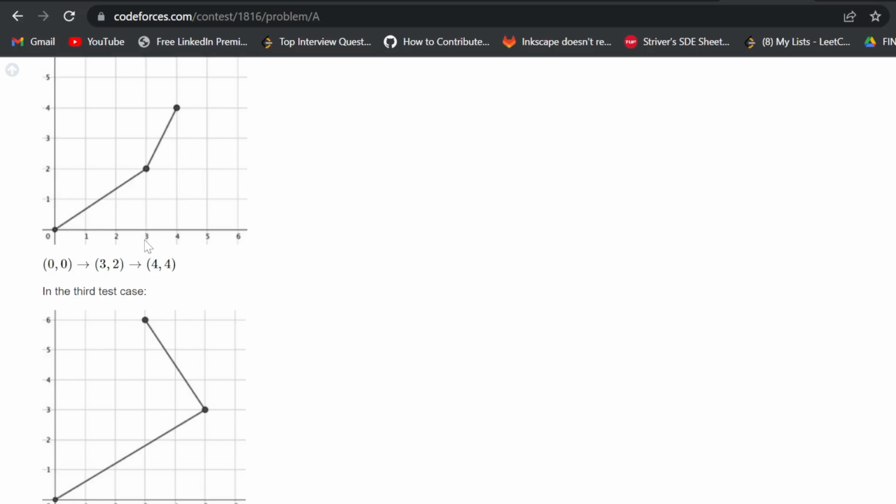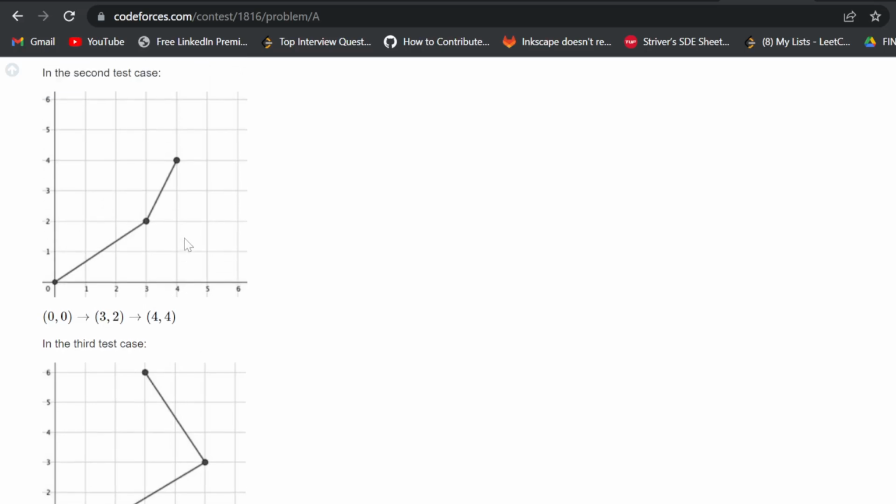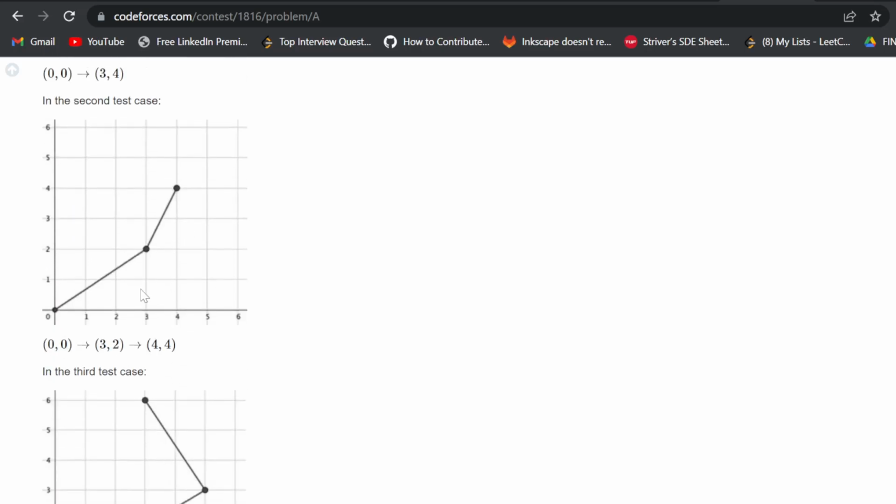As x changes from x equals 3 to x equals 4, there can't be any other lattice point where x is anything else, right? x can be either 3 or 4. So we ensure that no lattice point is met between our jump.